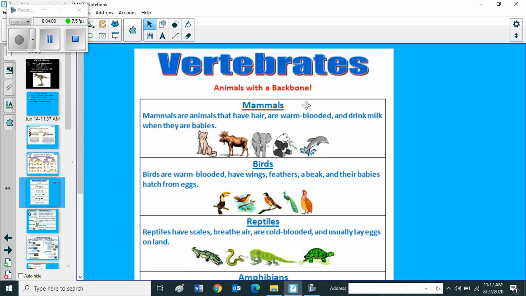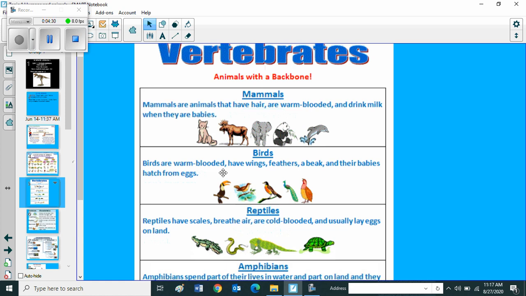Vertebrates means animals with a backbone. First, vertebrates are mammals. Mammals are animals that have hair, are warm-blooded, and drink milk when they are babies. The second type of vertebrates are birds. Birds are warm-blooded, have wings, feathers, a beak, and their babies hatch from eggs.